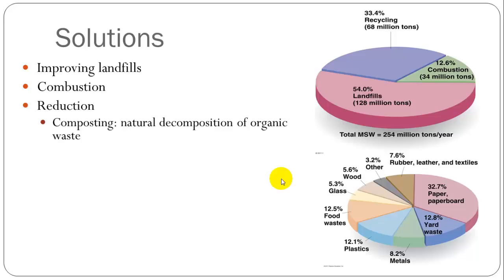We should reduce the amount of things we throw away. One of the ways we can do that is through composting, which is taking biodegradable waste, putting them outside, exposing them to the sun essentially, and allowing them to decompose, and then you can use that as fertilizer.